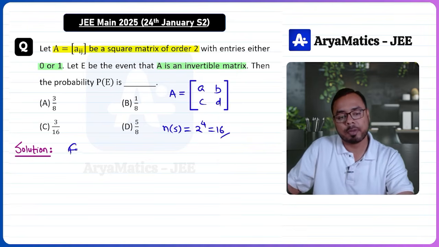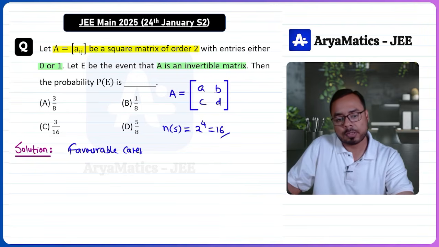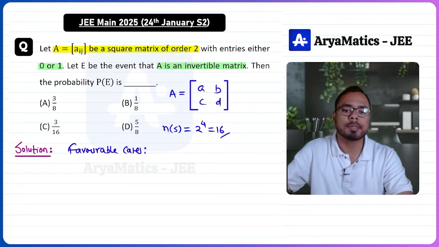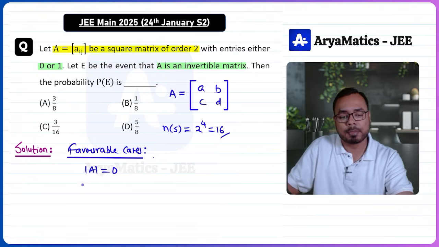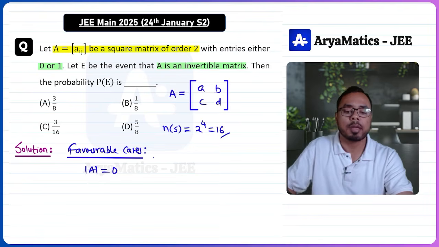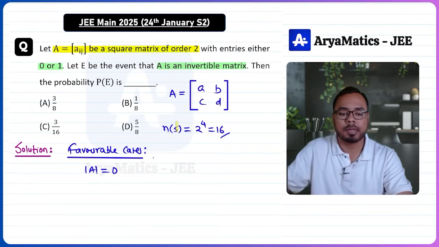Now let us talk about favorable cases. Favorable cases are those cases where determinant of matrix is non-zero. So in total we have 16 matrices. First we'll find those matrices whose determinant is 0. Determinant 0 means AD minus BC is 0. Total we have 16, so the remaining matrices will have determinant non-zero.